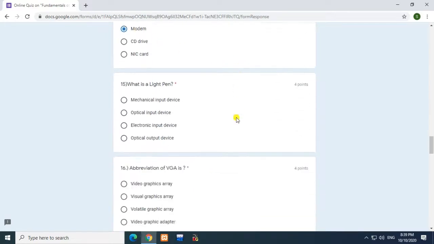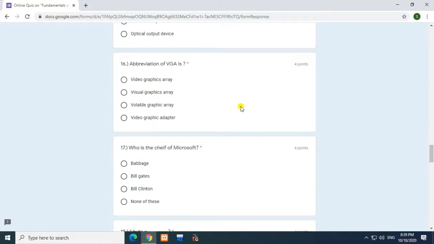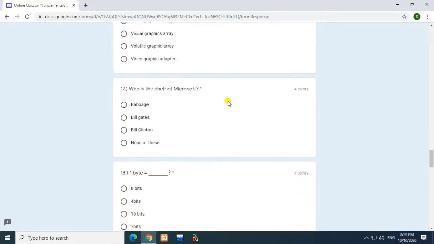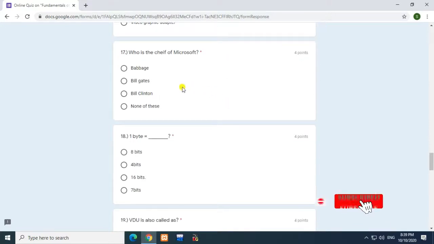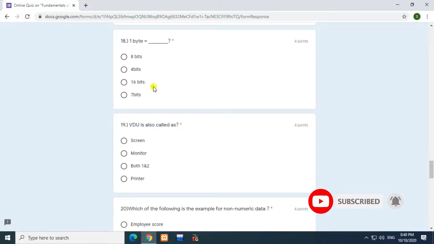Question 14. Which device is required for internet connection? Answer modem. Question 15. What is a light pen? Answer optical input device. Question 16. Abbreviation of VGA. Answer video graphics array. Question 17. Who is the chief of Microsoft? Answer Bill Gates. Question 18. 1 byte equals blank. Answer 8 bits.